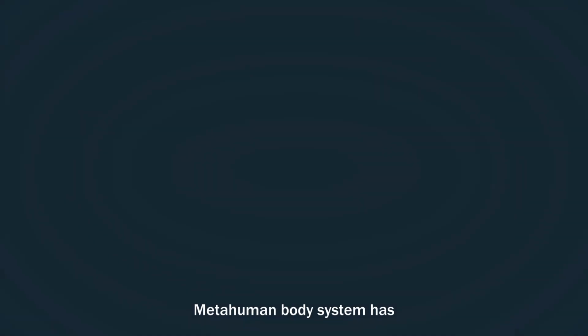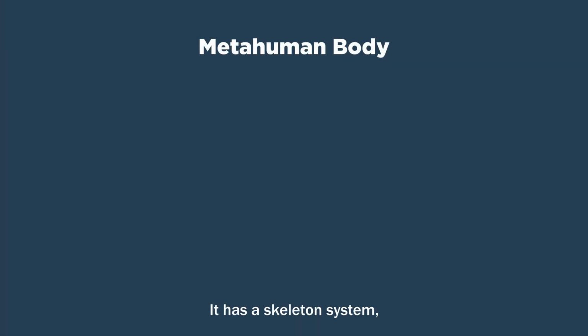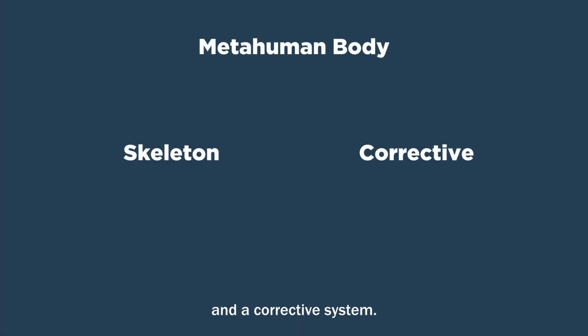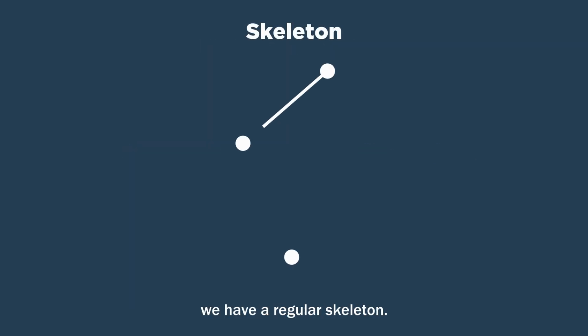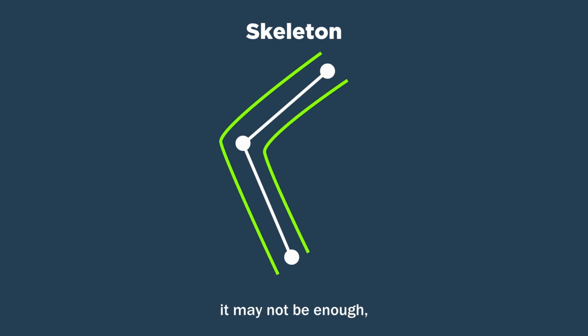Metahuman body system has two layers. It has a skeleton system and a corrective system. Let's visualize both layers. Here, we have a regular skeleton. This skeleton helps me to bind the mesh. However, it may not be enough for the perfect deforming.